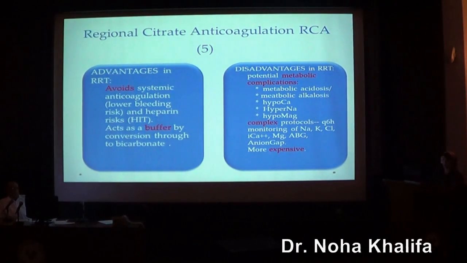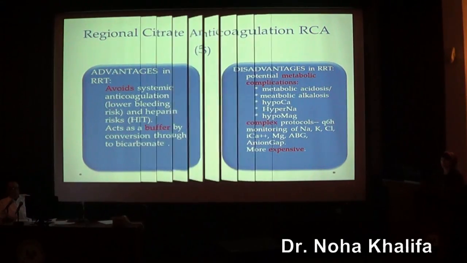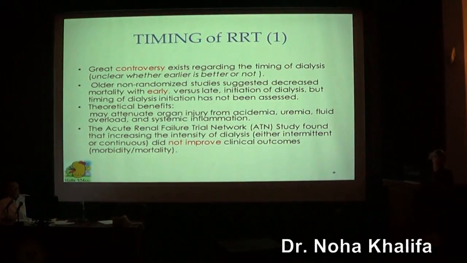So, okay, what are the advantages of this regional citrate anticoagulation? You avoid systemic anticoagulation and bleeding tendencies and heparin-induced thrombocytopenia, and it acts as a buffer. But the disadvantages are that you have potential metabolic complications, whether acidosis, alkalosis, hypocalcemia, hypernatremia, hypermagnesemia. Of course, it's a complex protocol that requires frequent monitoring every 6 hours of the ABG, the calcium level, the sodium level, the magnesium level, the anion gap, and finally it's more expensive, so as a result it's not very practical. When do we start doing renal replacement therapy?